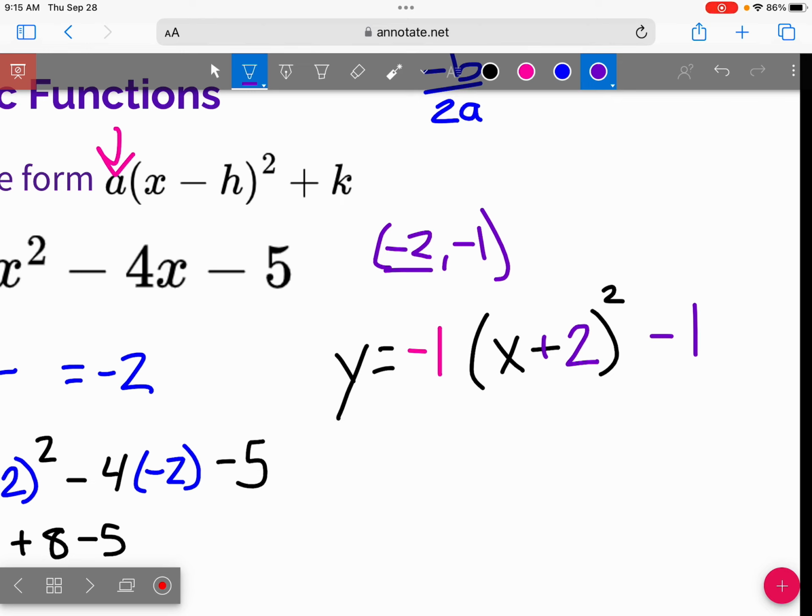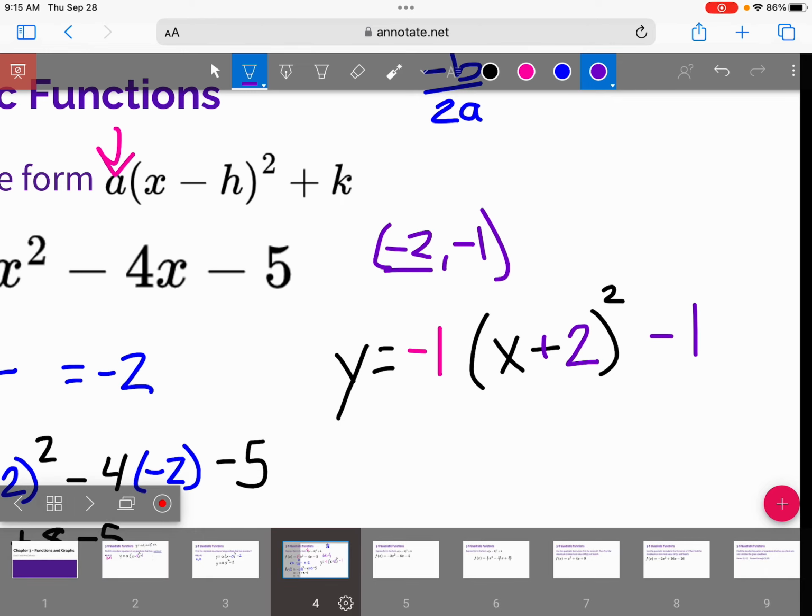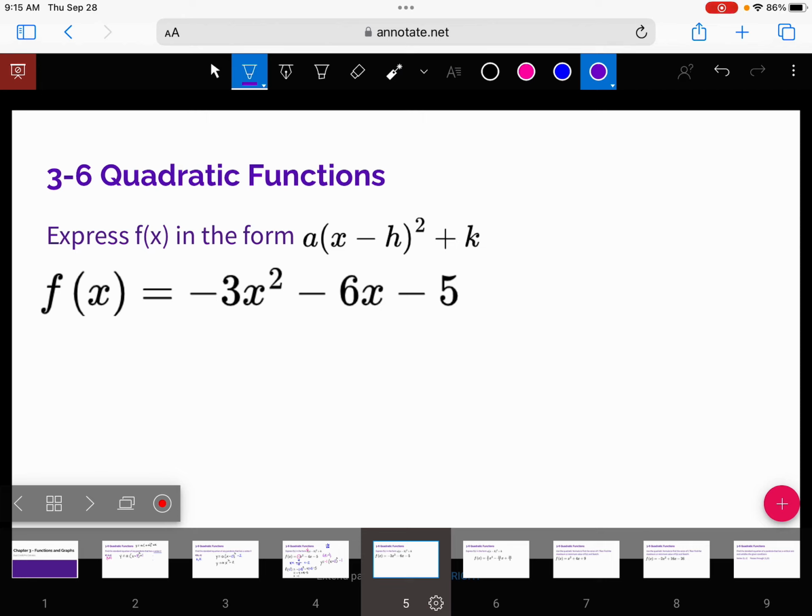Okay? We're going to try it again, because it's been a minute since we axis of symmetried. Yes, I used it as a verb, because grammar is a construct. We're going to try it again. Here's our new equation. f of x equals minus 3x squared minus 6x minus 5.